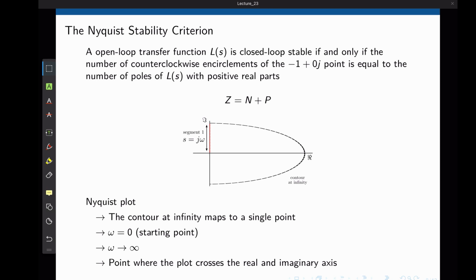To draw the Nyquist plot, we need to evaluate 4 points. The first one is the contour at infinity, and it turns out that the contour at infinity maps to a single point. The second point is where the frequency tends to 0, the third point the frequency tends to infinity, and the fourth point is where the plot crosses the real and imaginary axis.